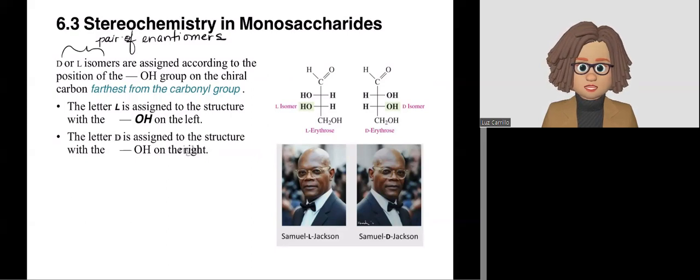The designation D and L are actually assigned by looking at the position of the OH group that is on the chiral carbon that is the farthest away from the carbonyl group in a monosaccharide. If your OH is pointing to the left, then the L designation is going to be given. If the OH is pointing to the right, then that means that the designation of that monosaccharide is going to be the letter D.